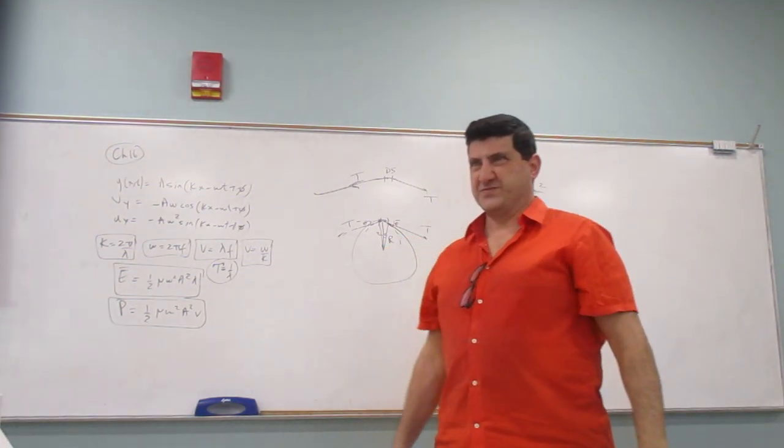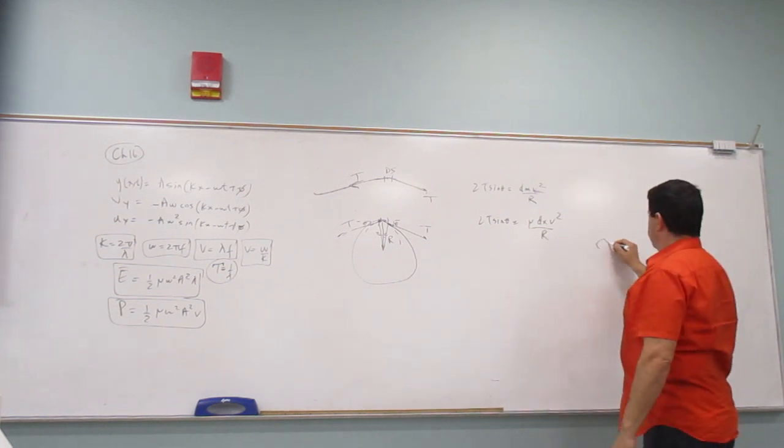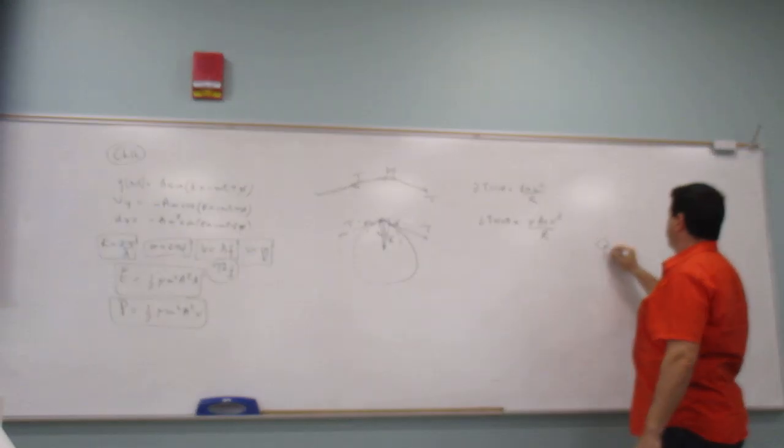Why is there centripetal acceleration? Whenever a roller coaster, this is a physics 1 problem. The roller coaster is going like this, right? At the top of its path, it has circular motion.